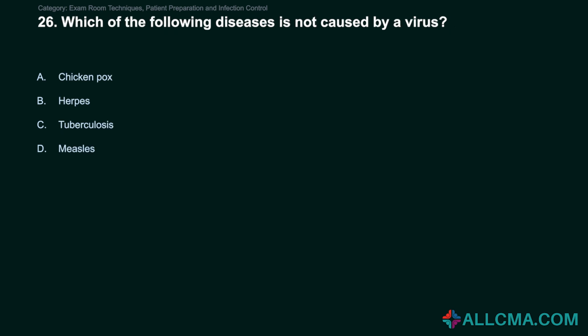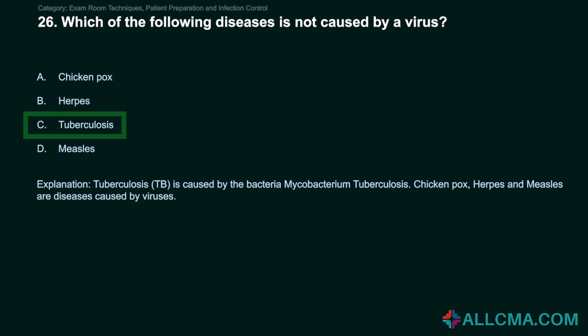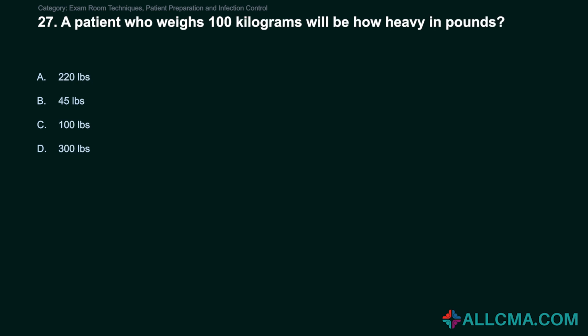26. Which of the following diseases is not caused by a virus? A. Chickenpox. B. Herpes. C. Tuberculosis. D. Measles. Correct answer, C. Tuberculosis. Tuberculosis, TB, is caused by the bacteria Mycobacterium tuberculosis. Chickenpox, herpes, and measles are diseases caused by viruses.